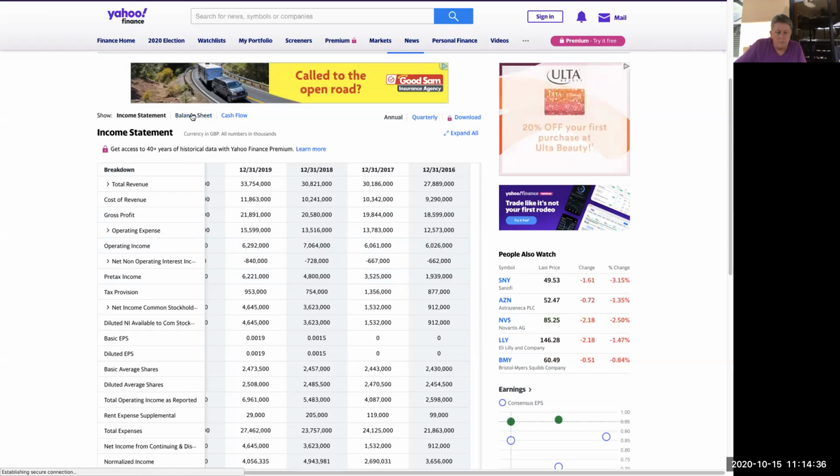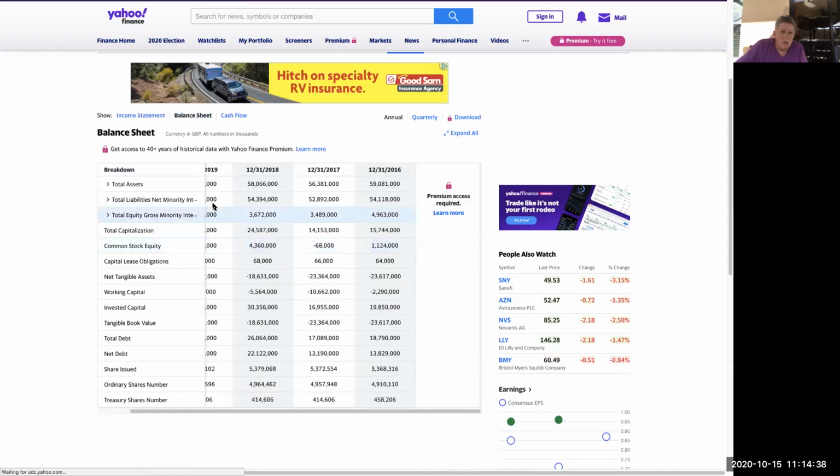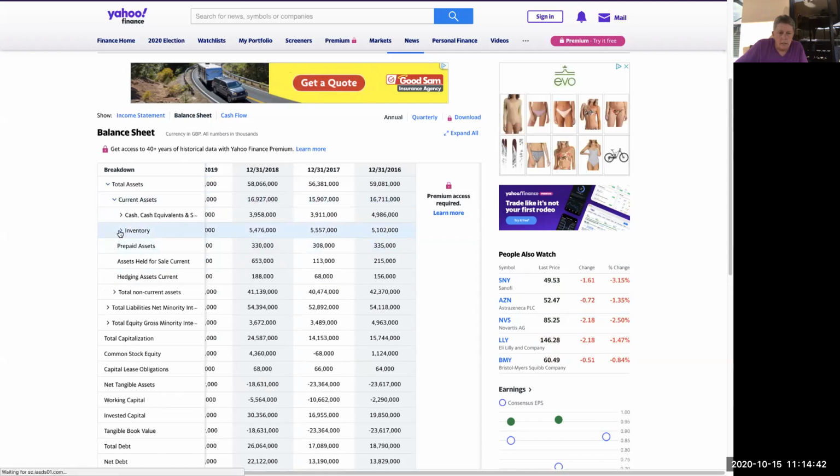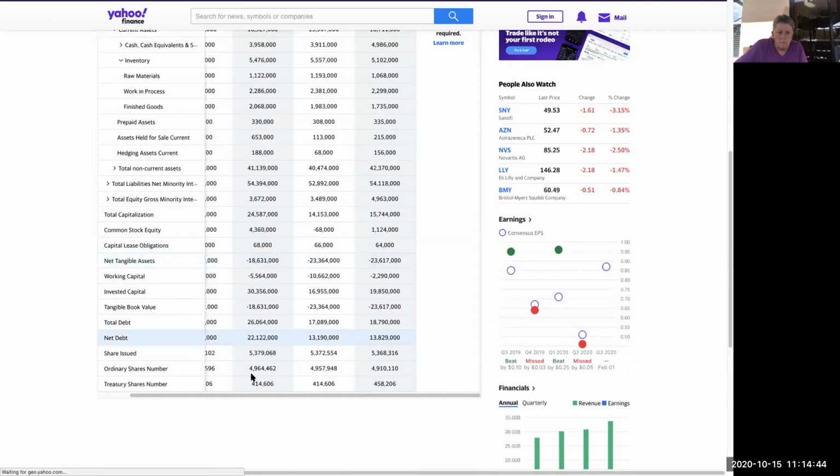Balance sheet. So we have total assets, current assets, inventory, all of these things that we're looking at.